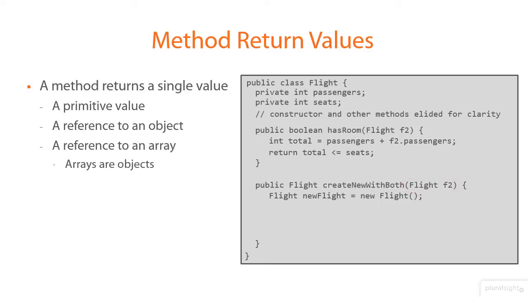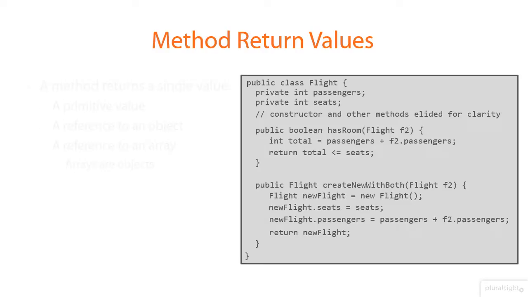So what we'll do here is create a new instance of the Flight object. We will then say the number of seats in that new flight is equal to the number of seats that our current flight object has. And then the number of passengers is the combined passengers of our flight and the other flight. And then we'll just return back this newly created flight. We're returning back a reference to this new flight that we created.